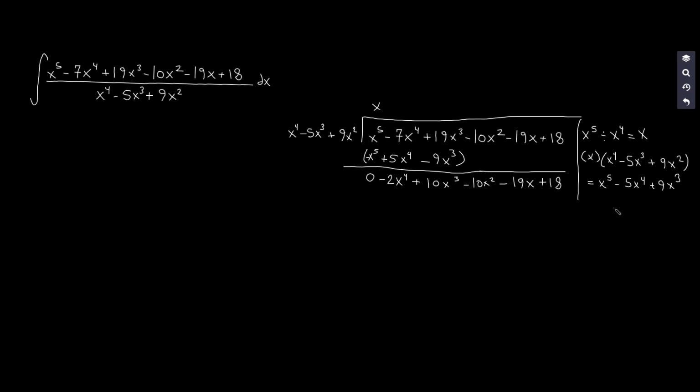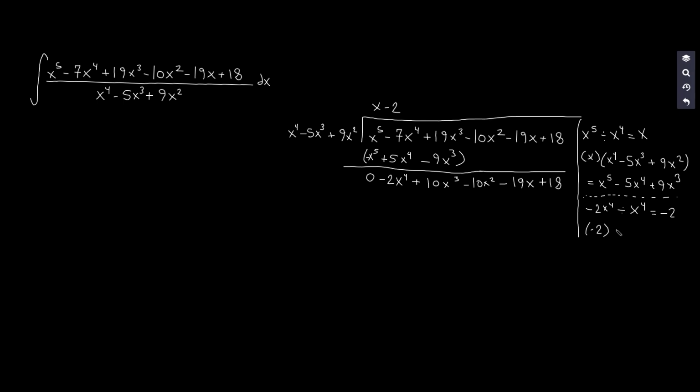And then what's the next highest term? It's negative 2x raised to the fourth. Negative 2x raised to the fourth divided by x raised to the fourth. It's going to be 2. No, it's going to be negative 2. So then we'll put a negative 2 up top. And then we have to multiply the negative 2.